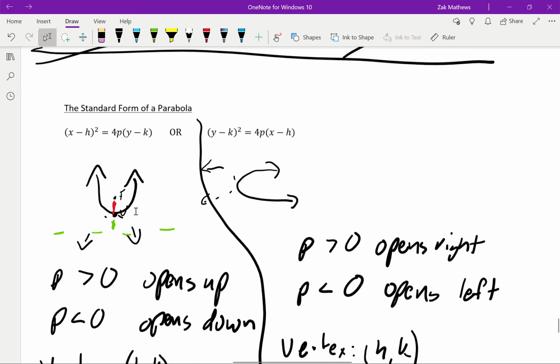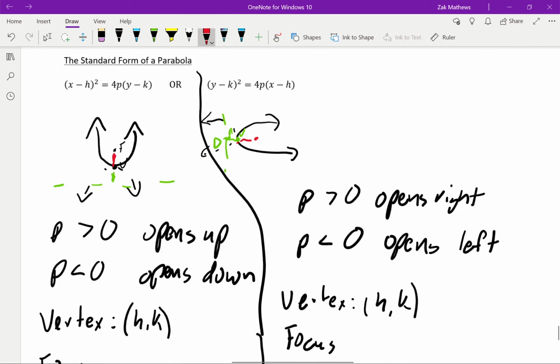The P will always take us from the vertex to the focus. If we use the negative direction, it will take us to the directrix. And the same thing is true regardless of if we're going left, right, or up and down. So that distance P is still from the vertex to the directrix or from the vertex to the focus. So that red distance in there.